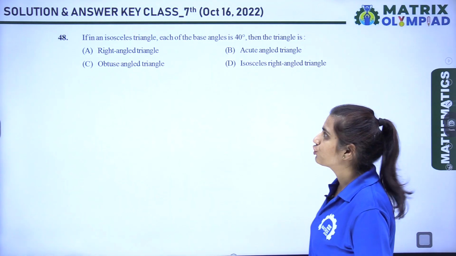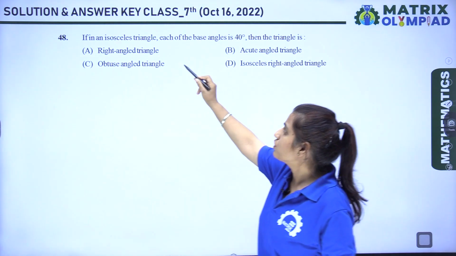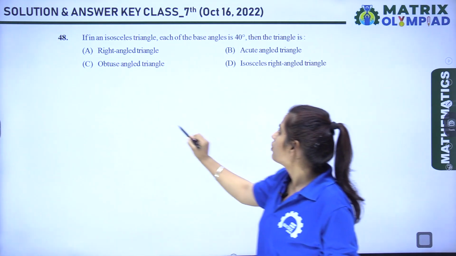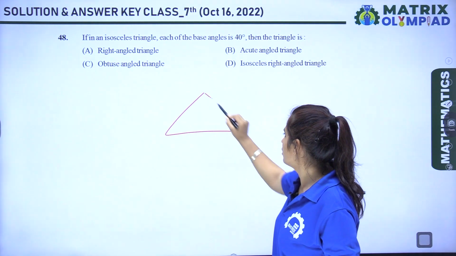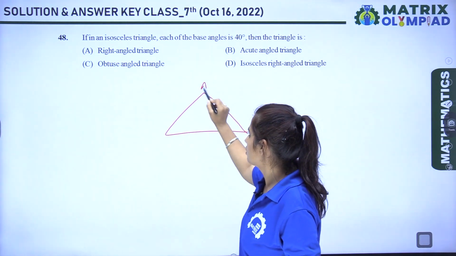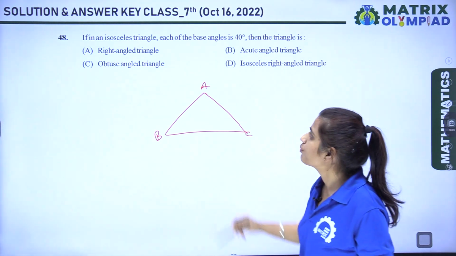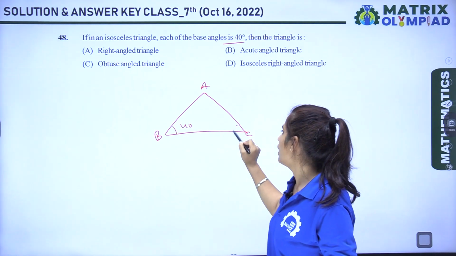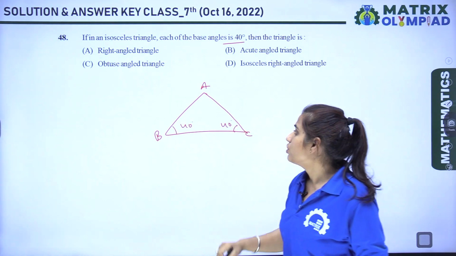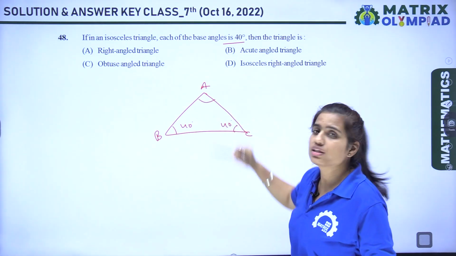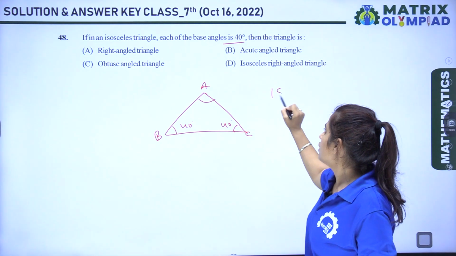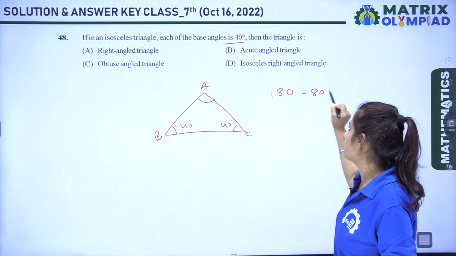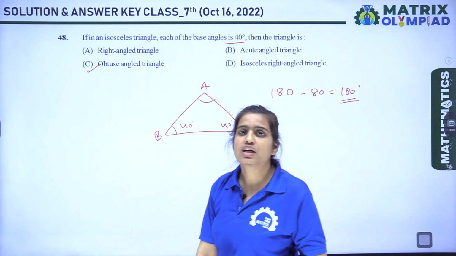Now let's move on to the next question. If in an isosceles triangle, each of the base angles is 40 degree, then the triangle is. Now let's take a triangle ABC. Now here base angles are 40 degree. It means this is 40 degree and angle C is also 40 degree. So 40 plus 40 is 80 and the sum of the angles in a triangle is 180 degree. 180 degree minus 80 degree, you get 100 degree. Option C is the correct answer.